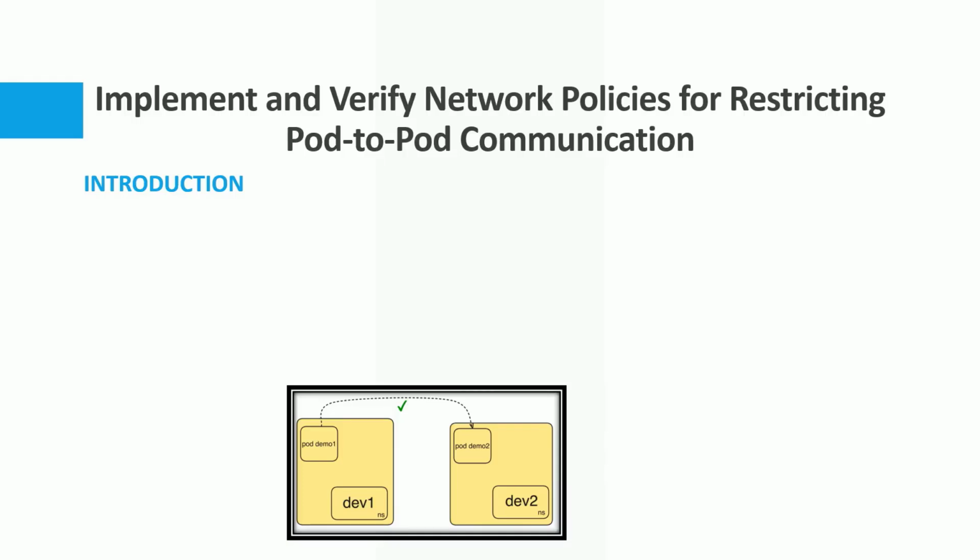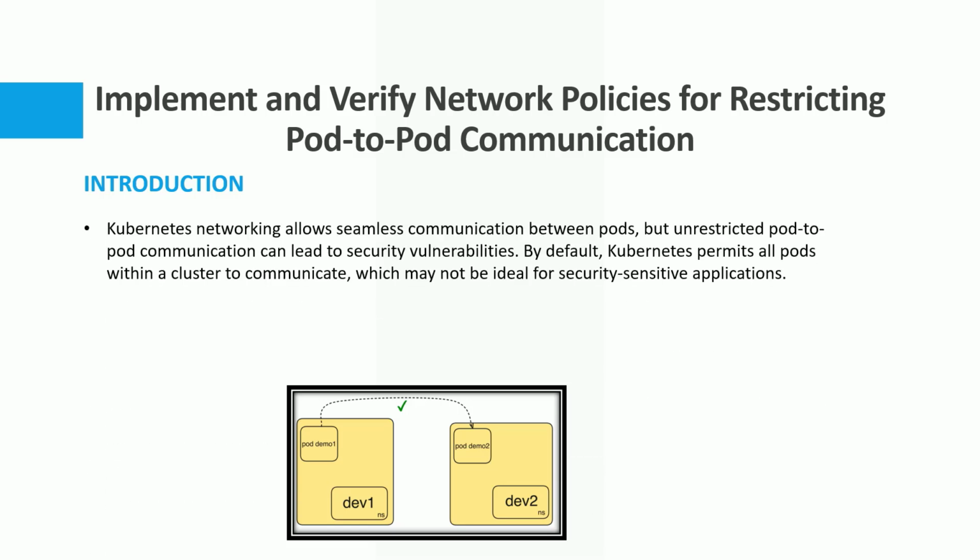Hello everyone. In this section, I'm going to discuss another important topic: implement and verify network policies for restricting pod-to-pod communication. Kubernetes networking allows seamless communication between pods, but unrestricted pod-to-pod communication can lead to security vulnerabilities. By default, Kubernetes permits all pods within a cluster to communicate, which may not be ideal for security sensitive applications.